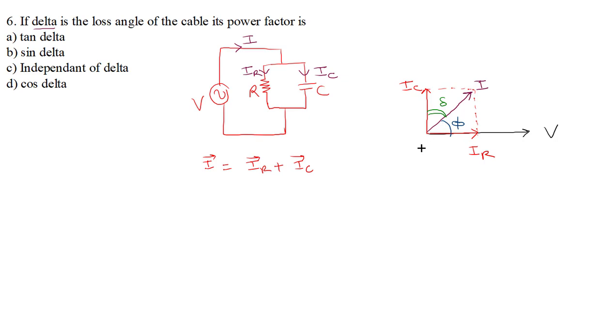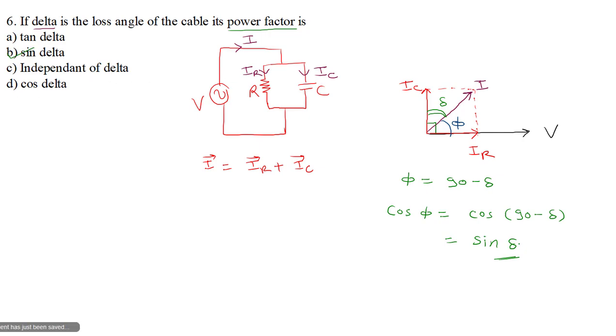Now what is the relation between delta and phi? Here we can easily see phi is 90 minus delta. So this total angle is delta, so phi will be 90 minus delta. What is asked is the power factor. So cos phi will be equal to cos of (90 minus delta). What is cos(90 minus delta)? It is sin delta. So the power factor of a cable in terms of loss angle will be sin delta. So the correct option will be option B.